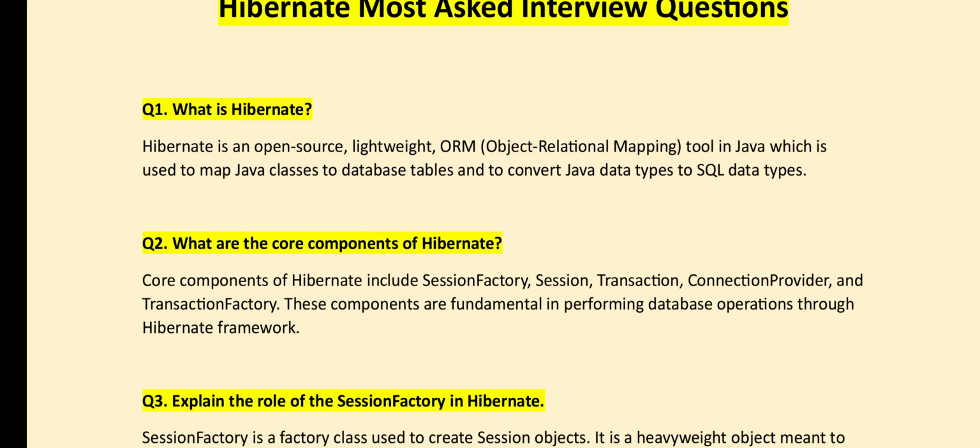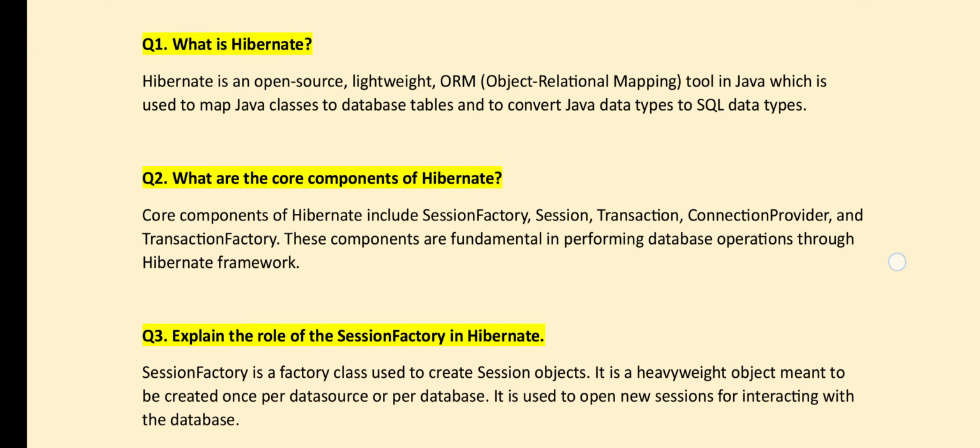What are the core components of Hibernate? The core components of Hibernate include SessionFactory, Session, Transaction, ConnectionProvider and TransactionFactory. These components are fundamental in performing database operations through the Hibernate framework.